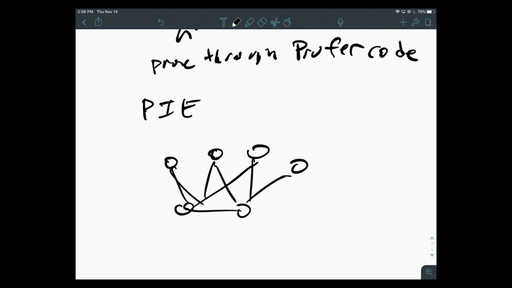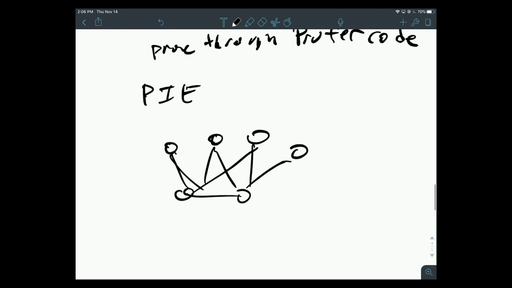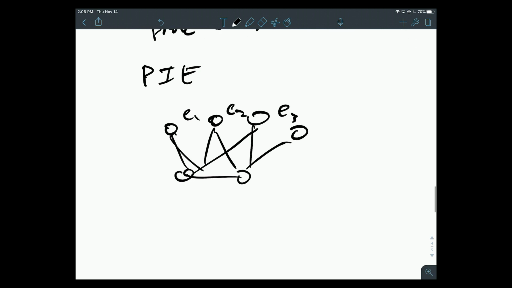then basically I'll count. So this is edge 1, edge 2, edge 3. I'll count the number of spanning trees with none of the edges, where I don't force any of them to be in the spanning tree. Then I force one of them to be in the spanning tree. Then I force two of them to be in the spanning tree, and so on.